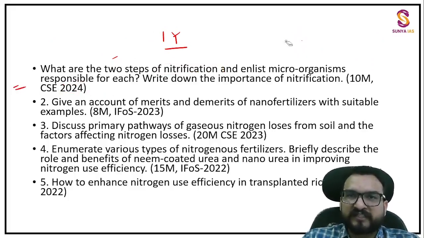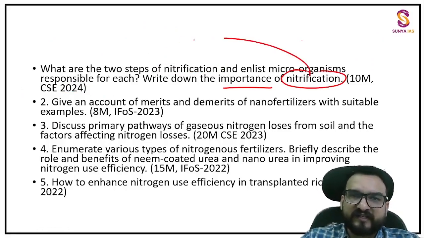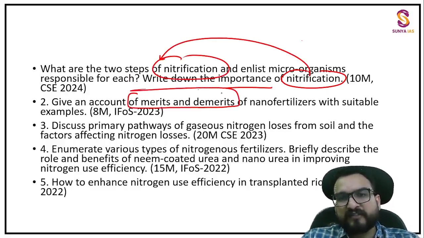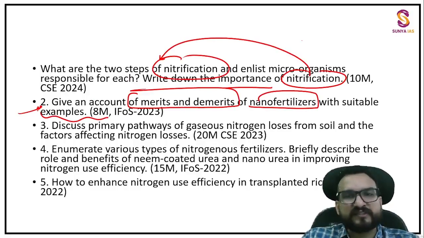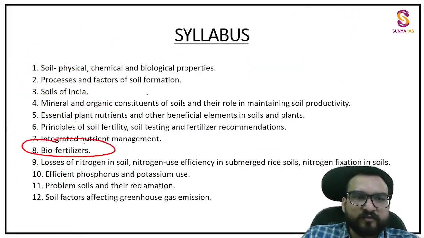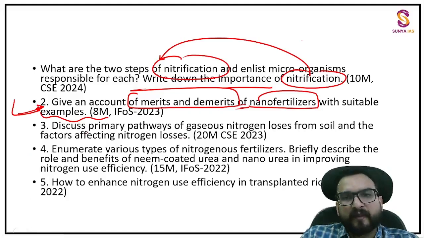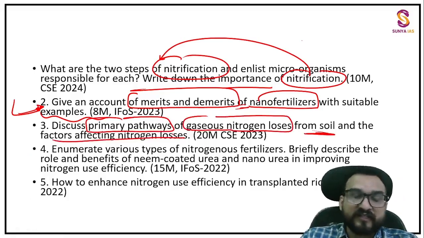This question has been asked from nitrogen fixation, guys. Okay? Write down the importance of nitrification. This nitrification process they have asked directly. Give an account of merits and demerits of nano fertilizers with suitable examples. Now this type of question sometimes comes. Though you don't add nano fertilizer over here, because fertilizers will be understood under the category of biofertilizers or integrated nutrient management. That is next class. Okay? Discuss primary pathways of gaseous nitrogen losses from soil and the factors affecting nitrogen losses.